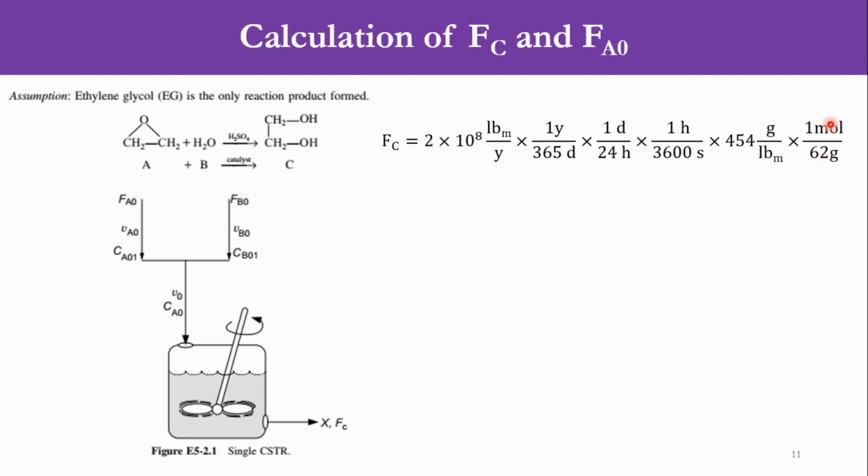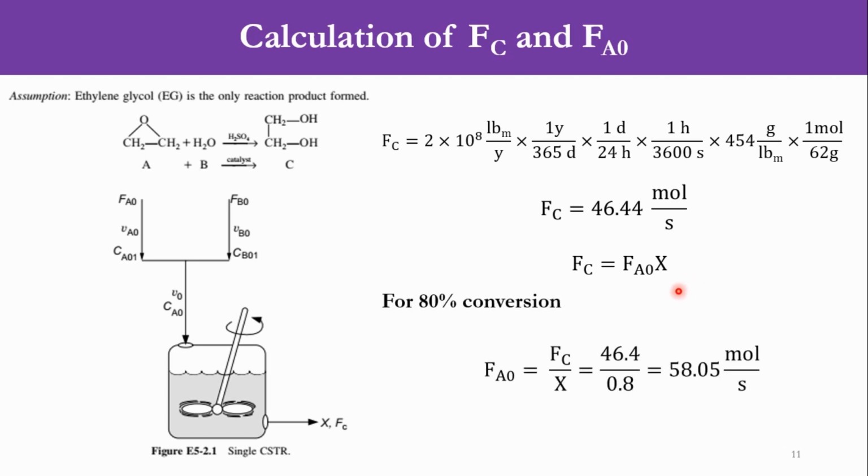Accordingly, that will convert to 46.44 mole per second, because we are just simplifying the system in terms of molar flow rate. And if you go back to your stoichiometry concepts, Fc is equal to Fa naught x. For 80% conversion, Fa naught is equal to Fc over x, 46.4 divided by 0.8. So Fa naught, the initial flow rate, is 58.05 mole per second.